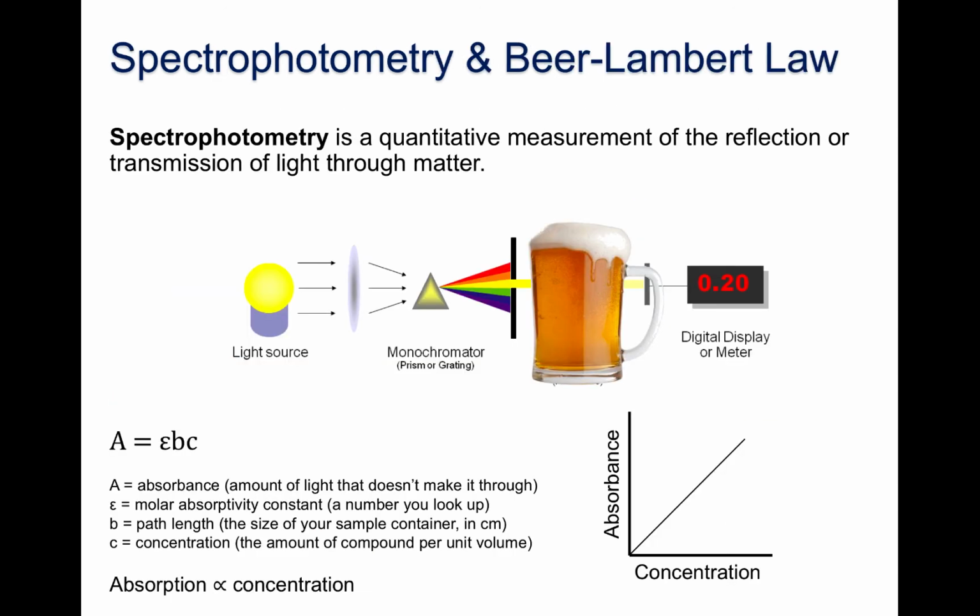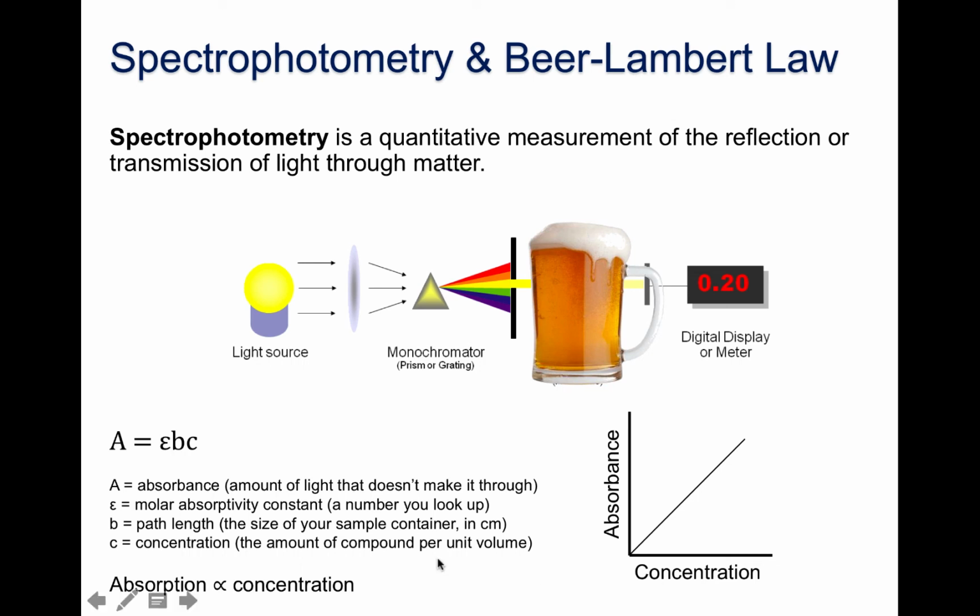One specific type of spectroscopy is spectrophotometry, which is a quantitative measurement of the reflection or the transmission of light through matter. We often use solutions for this purpose, certainly not beer, but Beer-Lambert law is what dictates spectrophotometry. You may have already done this experiment in lab where you use the little spectrophotometers to measure the amount of chlorine in pool water samples.